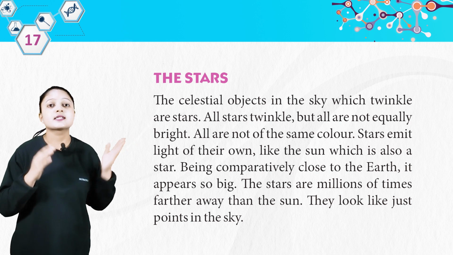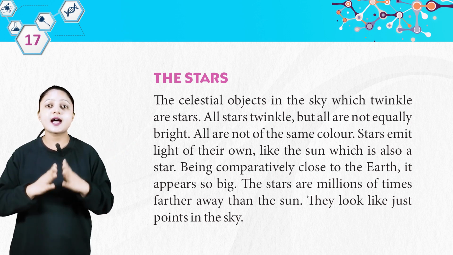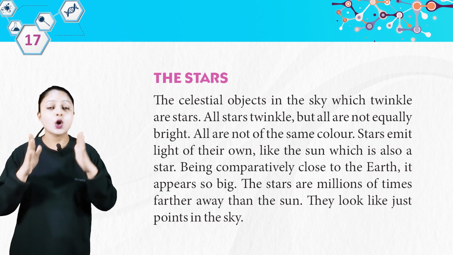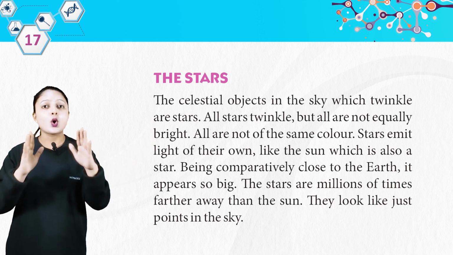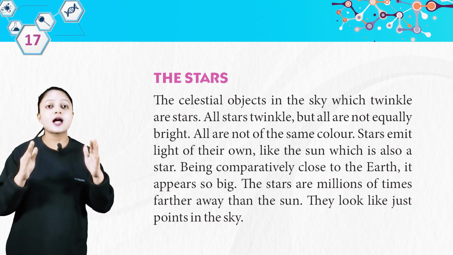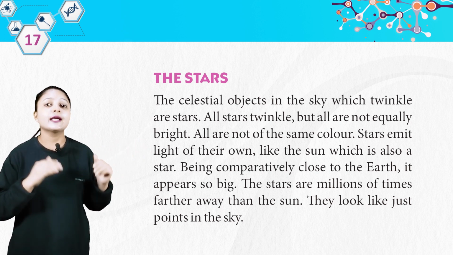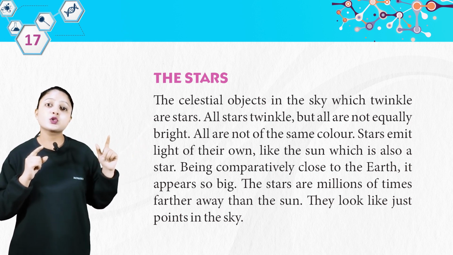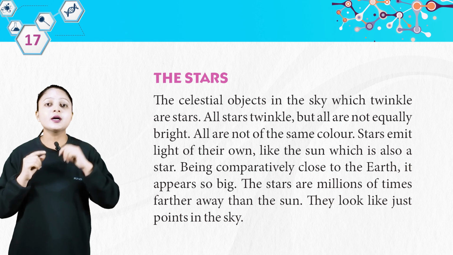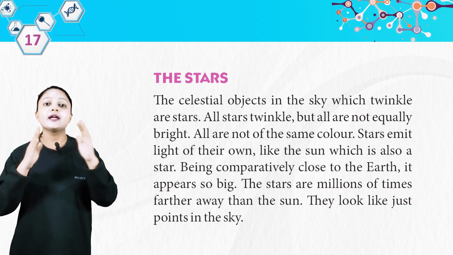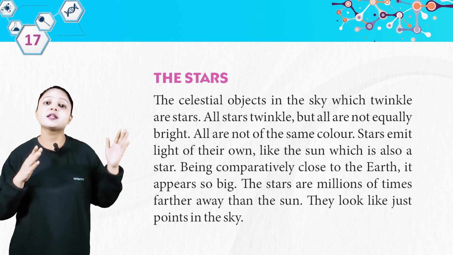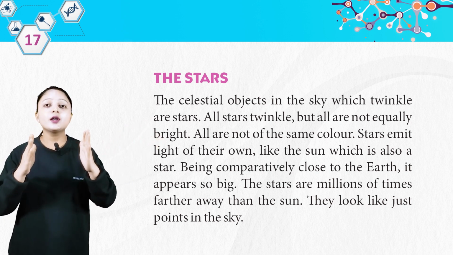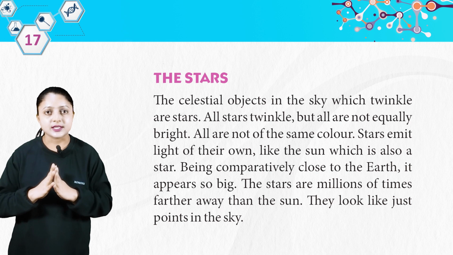The stars. The celestial objects in the sky which twinkle are stars. All stars twinkle, but all are not equally bright. All are not the same color. Stars emit light of their own, like the sun, which is also a star. Being comparatively closer to the earth, the sun appears so big. The stars are millions of times farther away than the sun. They look like just points in the sky.